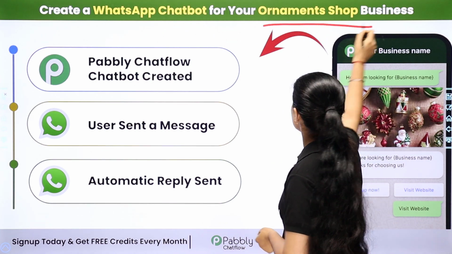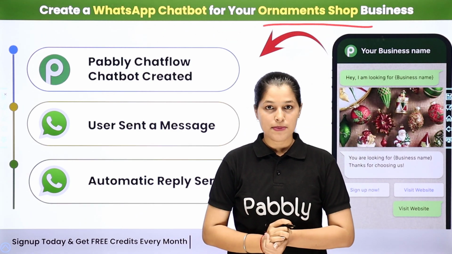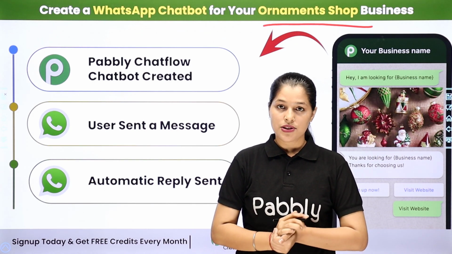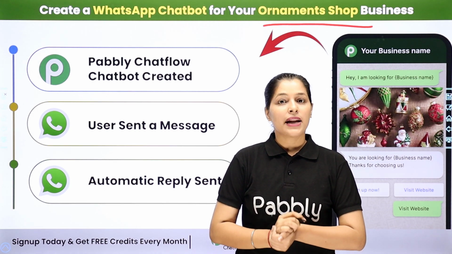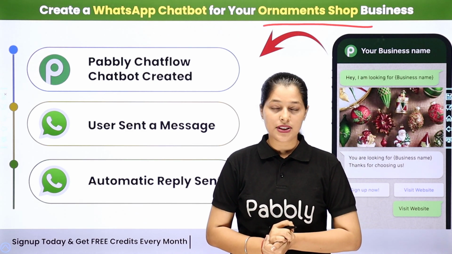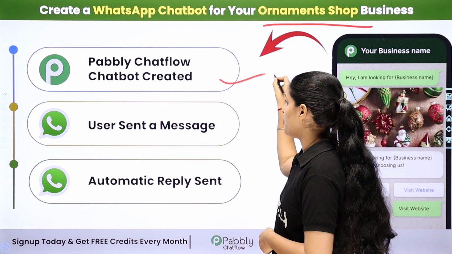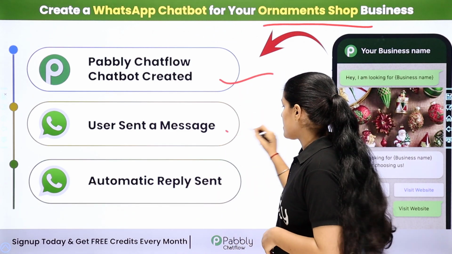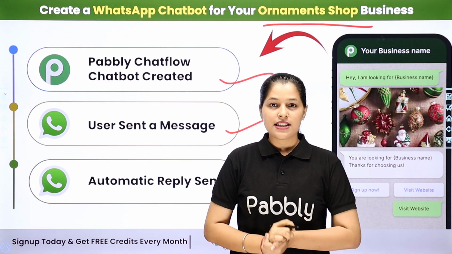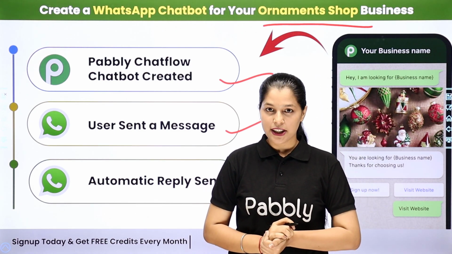In this video we are going to learn how to create a WhatsApp chatbot for your ornament shop business. So if you're also running an ornament shop business, then this video is definitely for you. We are going to design a chatbot so that customers can check ornaments, place orders and get offer details via WhatsApp. Firstly, we are going to design a chatbot using Pabbly Chatflow. Now if a user sends a message, an automatic reply will be sent to them. So if you also want to enhance your customer's experience, then let's dive into my screen for creating your own WhatsApp chatbot.